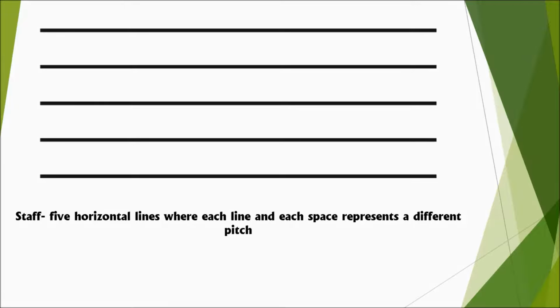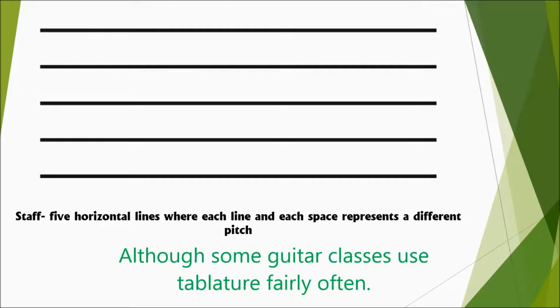So to start off, we're going to talk about a staff. A staff is 5 horizontal lines where each line and each space represents a different pitch. So for example, if you see a note here, it's going to be a different pitch rather than if you see a note here, and so on and so forth. Pretty much all Western classical music is composed on this staff, and pretty much all of the music you're going to see in a band class or any kind of instrumental class, you're going to see it on a staff that looks very much like this.